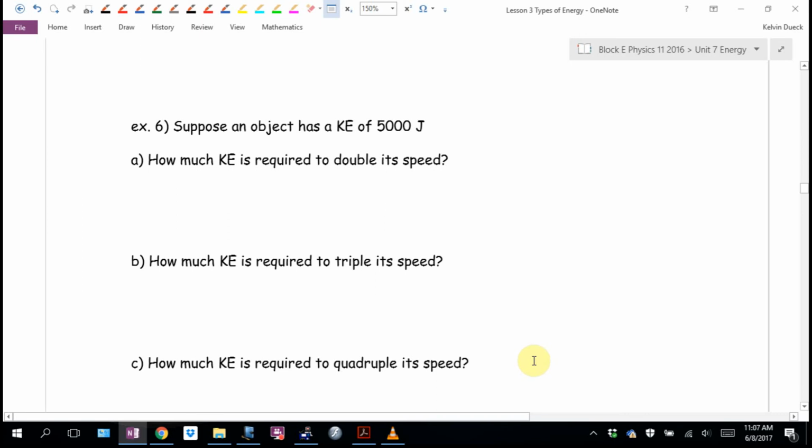Example 6, turn the page. Suppose an object has a kinetic energy of 5,000 joules. How much kinetic energy is required to double its speed? What's on the V, Luke? In your head, 4 times 5,000. Yep.